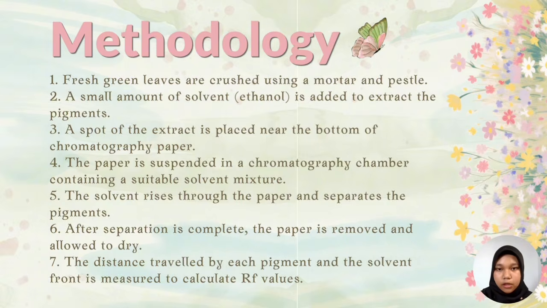5. The solvent rises through the paper and separates the pigments. 6. After separation is complete, the paper is removed and allowed to dry. 7. The distance traveled by each pigment and the solvent front is measured to calculate the RF value.